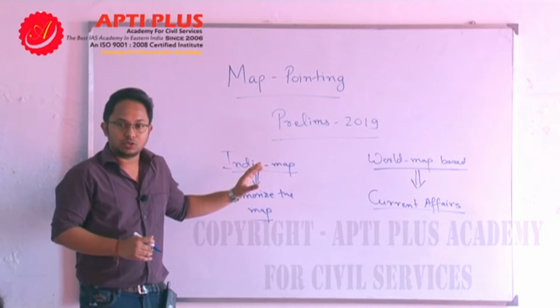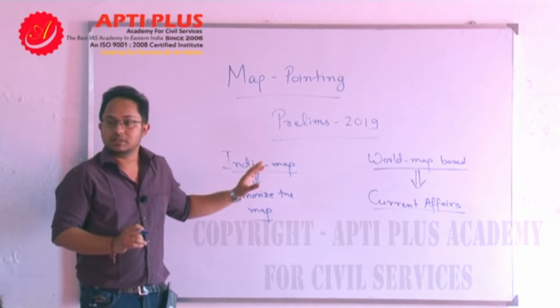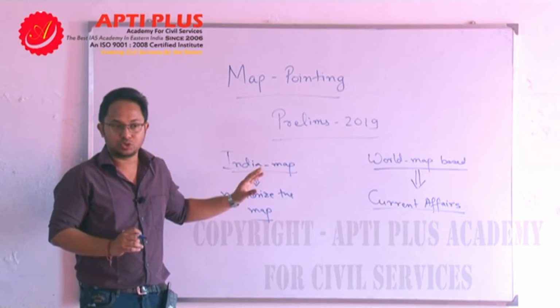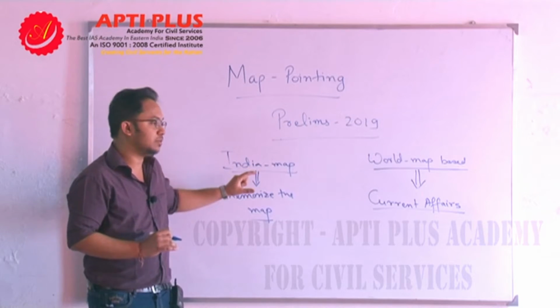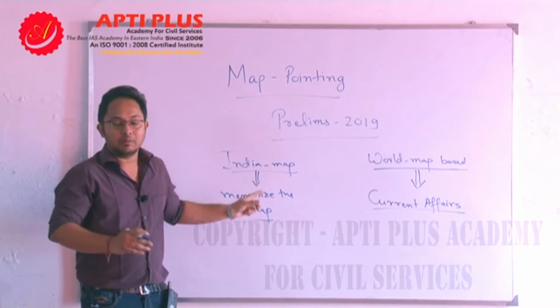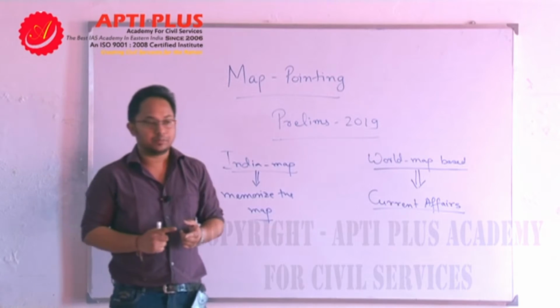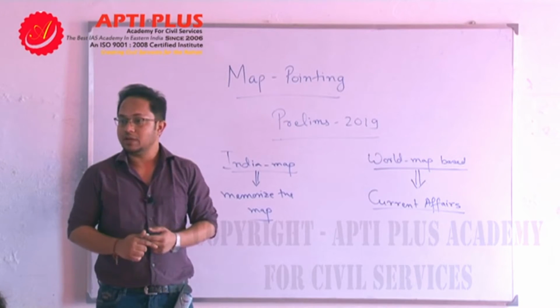Every year we get to see at least around 6 to 8 marks, or even 10 marks sometimes, coming from this particular portion, map pointing, and hence just try to prepare for it as much as possible. It will not only help you in this question, but indirectly it will also help you to attempt the other questions of geography and environment as well. Is that understood? Okay. If you have any questions, you can ask.